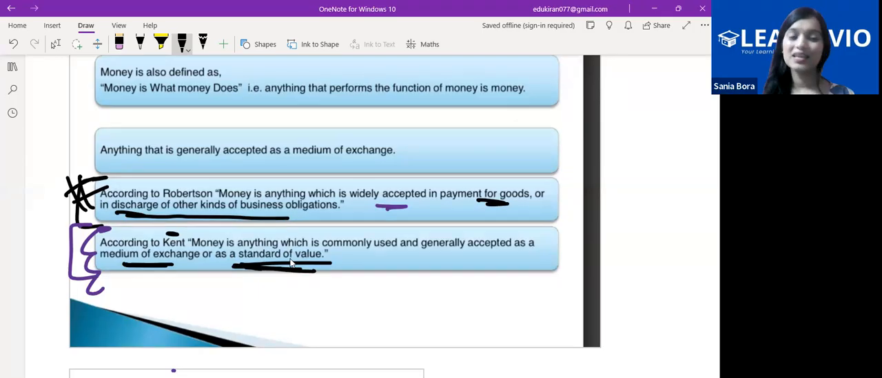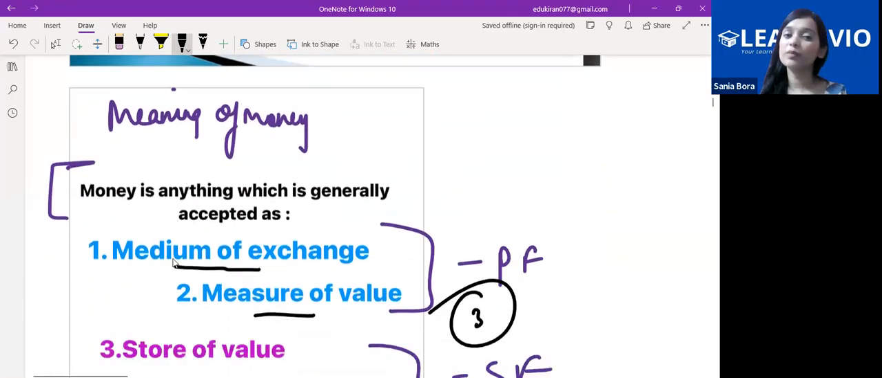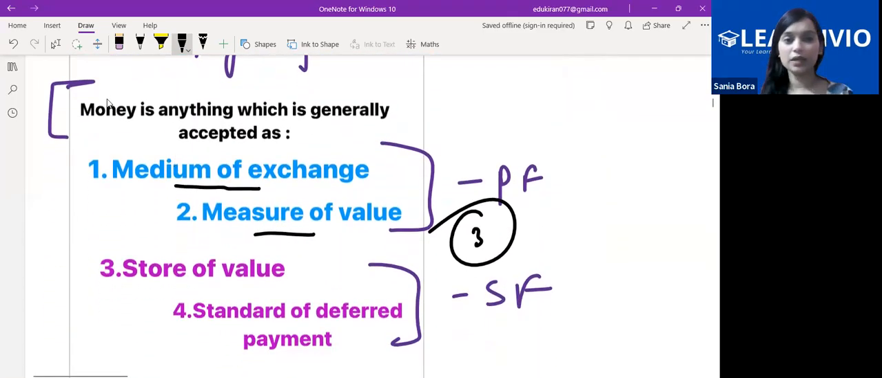So you can learn any of them. Like you can learn the Robertson or Kent because Kent one is easy. It's up to you. There is no particular restriction. But if definition comes, you will write it. According to Kent, this is this. According to Robertson, this is this. But if I ask you what is the meaning of money, then money is anything which is generally accepted as medium of exchange, measure of value, store of value, standard of deferred payment.